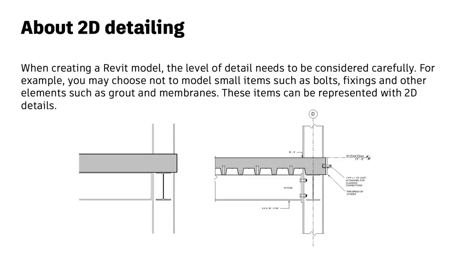When creating a Revit model, the level of detail needs to be carefully considered. For example, you may choose not to model small items such as bolts, fixings, and other elements such as grout and membranes. If these items are modelled in a large project, the file size and model performance may suffer. Instead, you can represent items such as these with 2D details. The image on the left shows an original section from the 3D model. The image on the right-hand side is the same view, but has been 2D detailed to convey full construction details.